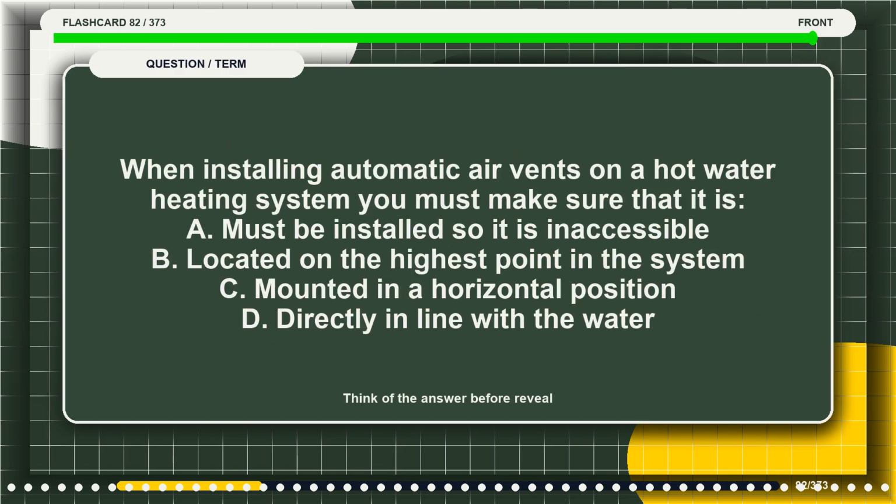Flashcard 82. When installing automatic air vents on a hot water heating system, you must make sure that it is A. installed so it is inaccessible. B. located on the highest point in the system. C. mounted in a horizontal position. D. directly in line with the water. Think of the answer before the reveal.